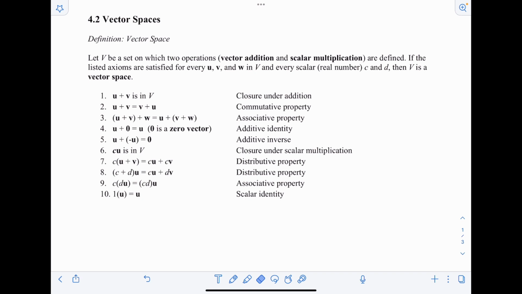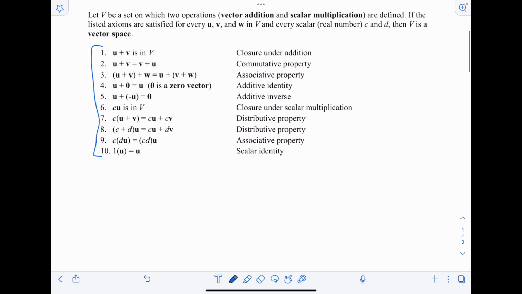All right, what in the world does that mean? Let's break this down a little bit. So we start out by saying we're going to take this V, which is a set. A set is just a collection of things. In this case, we're going to take a collection of vectors that we are defining. And then we also have two operations, vector addition and scalar multiplication. These are the operations we looked at in the last lesson. And it says, if all 10 of these axioms below hold true for every vector in V and every real number scalar c and d, then this set that we've created is a vector space.